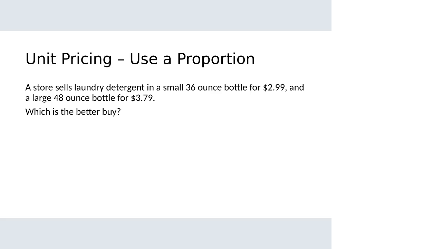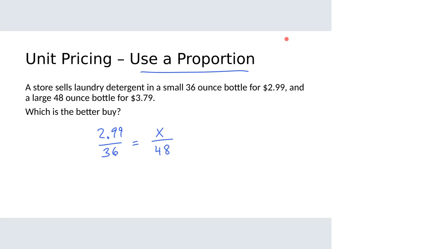So instead of what we just did there to find the unit price, we could also use a proportion for this. And here's how we might do that. Some of you may have done this, and if you did, I think that's great. I wouldn't have thought of it, but it's a really cool way of going about this problem. You could say, okay, this is $2.99 for 36 ounces. If I was paying the same rate, then what would I have to pay for 48 ounces?